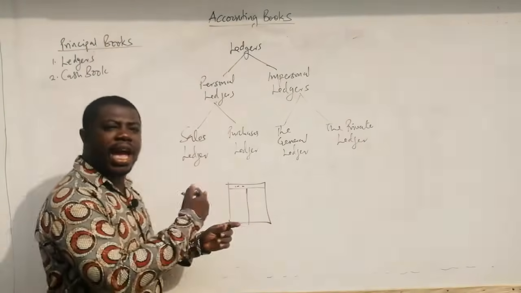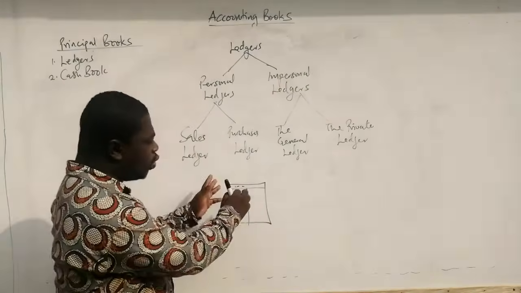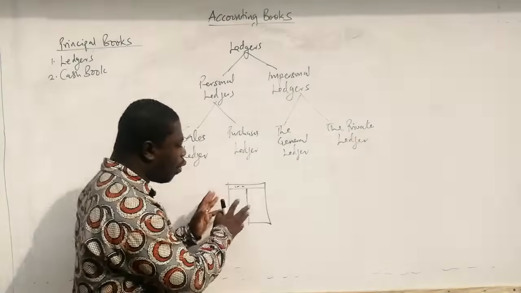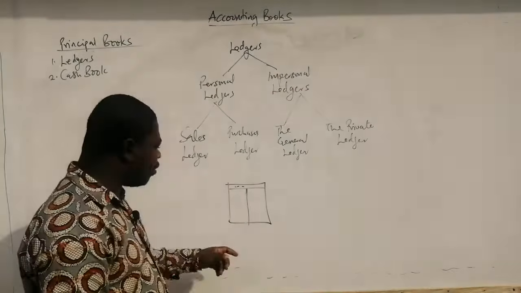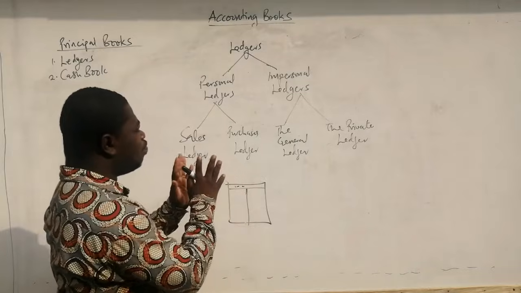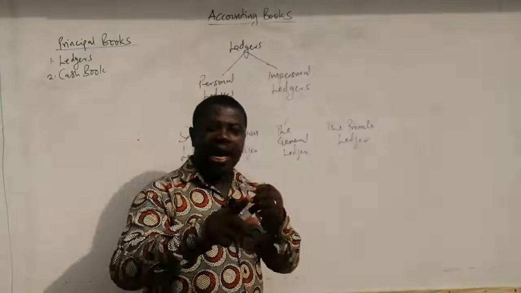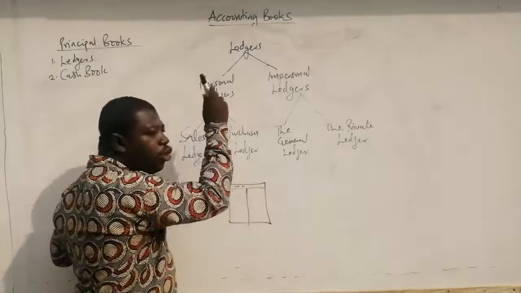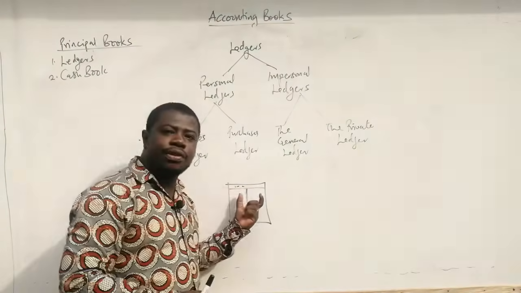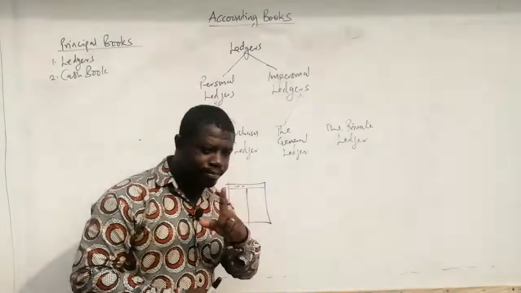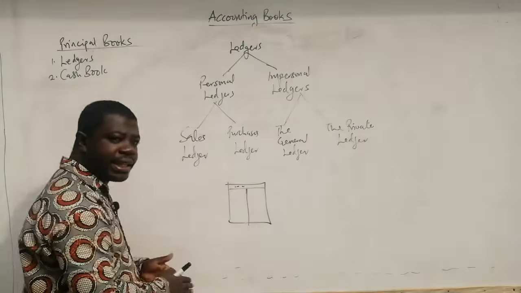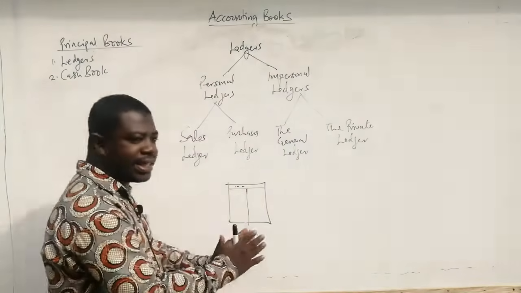So when you flip every page of a ledger, what you see there is what we call an account in terms of double entry recording. Now, it means that a ledger is a book that contains accounts. And that is why we are saying that this book follows the double entry, because double entry recording is done in the accounts. And the accounts are found in the ledgers, because the page of a ledger is an account.